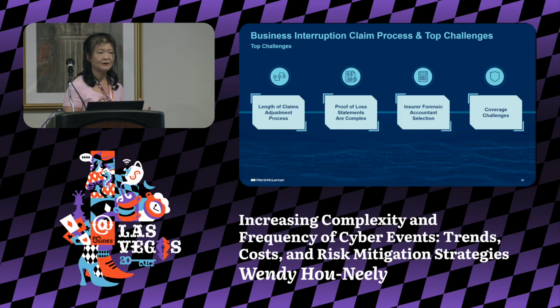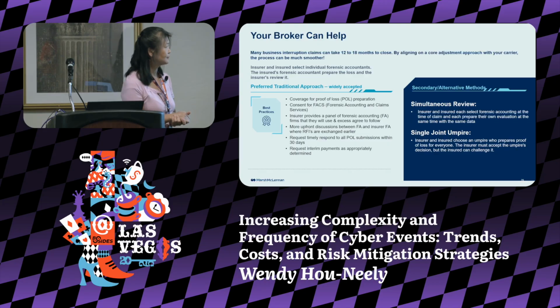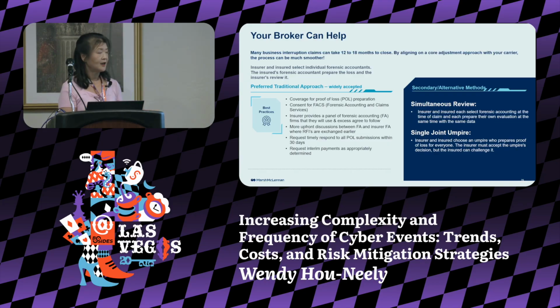So if you have an environment that's breached and you upgrade your computer, you upgrade your software, how much of that counts as betterment and how much does not? It's not replacement, it's betterment. So how much of that should be covered? So on the left, it's coverage for best practice, and that is widely accepted by the market. So proof of loss, you want to make sure whatever proof of loss you put together is a covered item, and then of course get agreement ahead of time on the forensic accounting.